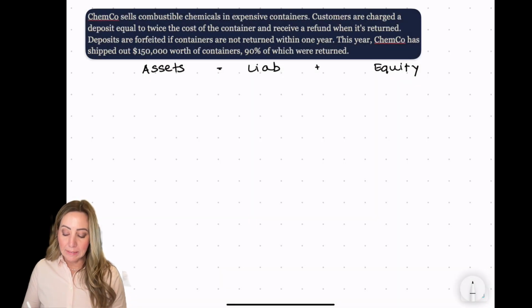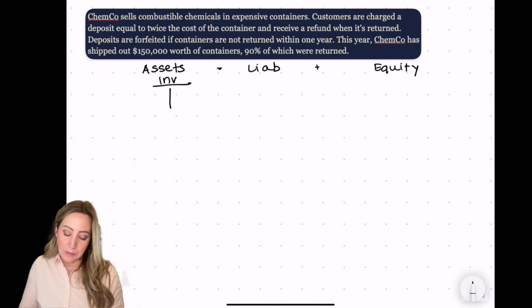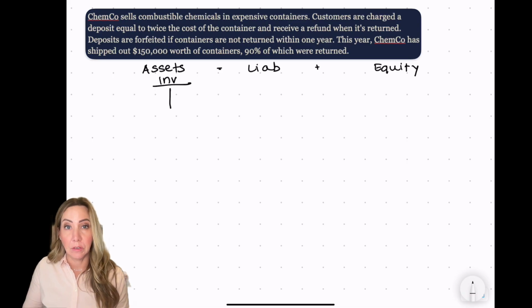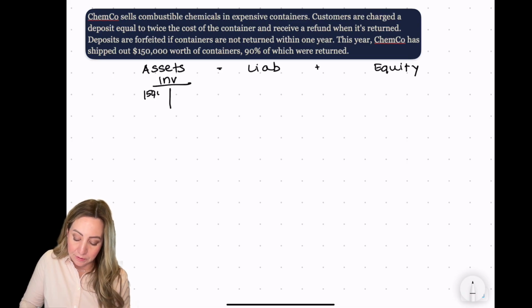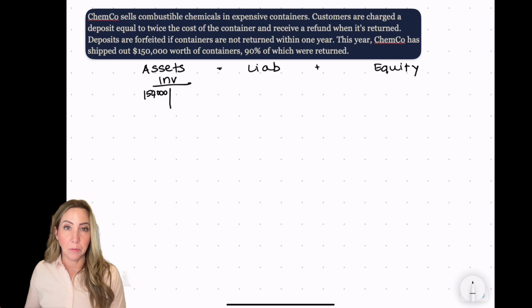Okay, you can see I've outlined here assets equals liabilities plus equity again, so we'll use our T accounts to track this transaction. And we know right off the bat that we've actually got an inventory account. And we know that because they used $150,000 worth of containers. So I'm going to put that $150,000 in this T account, knowing that those are the containers that we have given to our customers and expect to receive in return.